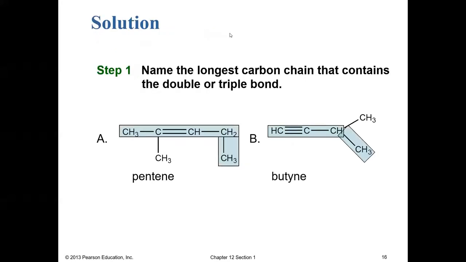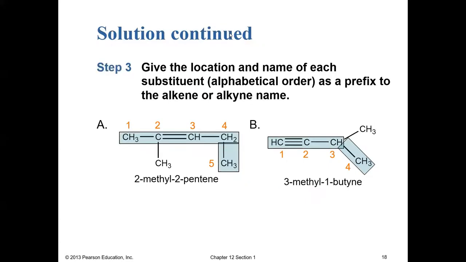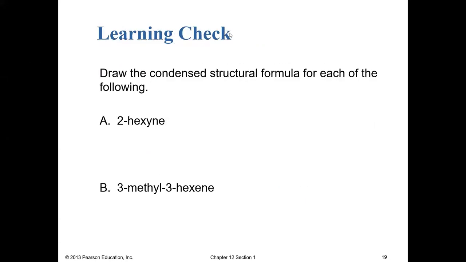So again, you name, count the longest chain, name that as your base name. Start numbering where they are, and then note any substituents that are there. The other thing I want you to feel comfortable doing is drawing these in structural formulas for each one.